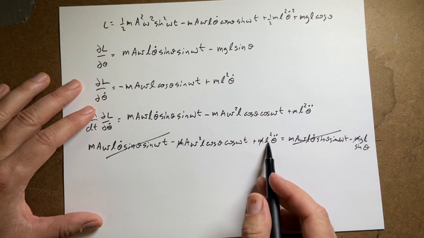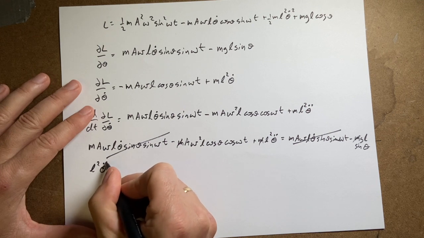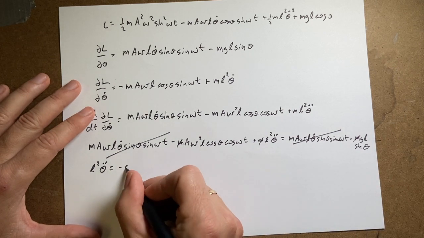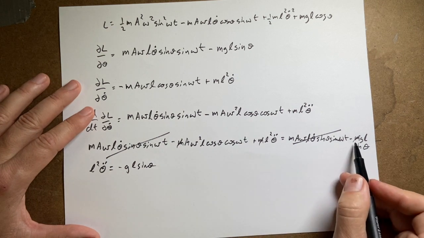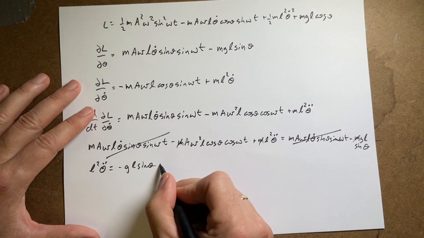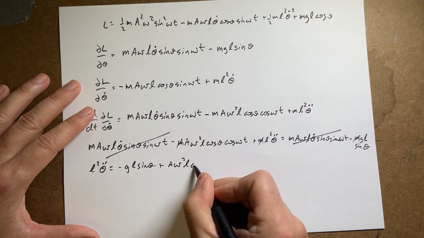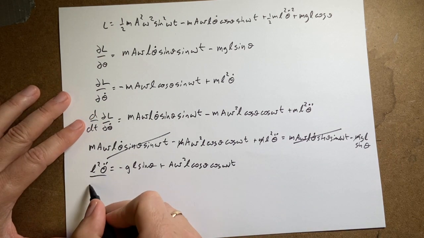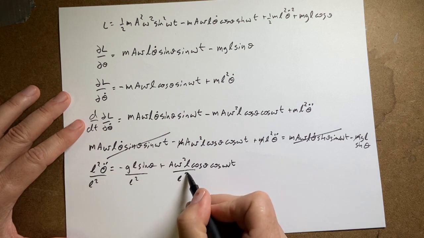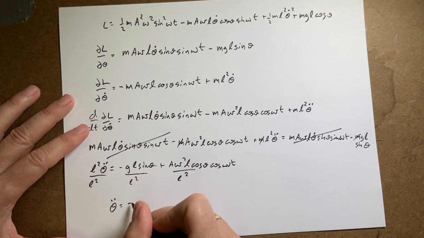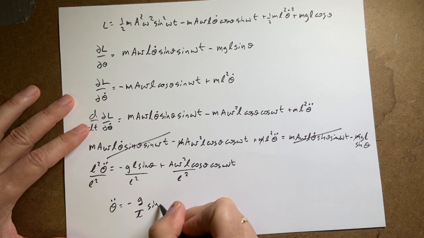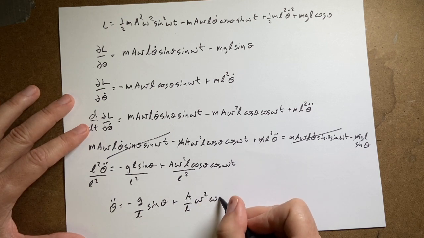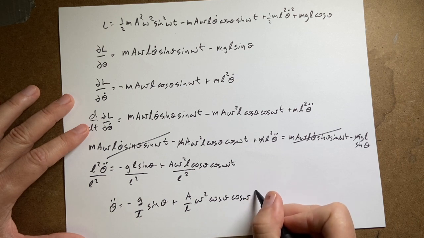That's gone. So now I get L squared theta double dot equals minus gL sine theta. And then I'm going to add this term to both sides, plus a omega squared L cosine theta cosine omega t. That's it. Now I'm going to divide both sides by L squared. And I get theta double dot equals negative g over L sine theta plus a over L omega squared cosine theta cosine omega t.